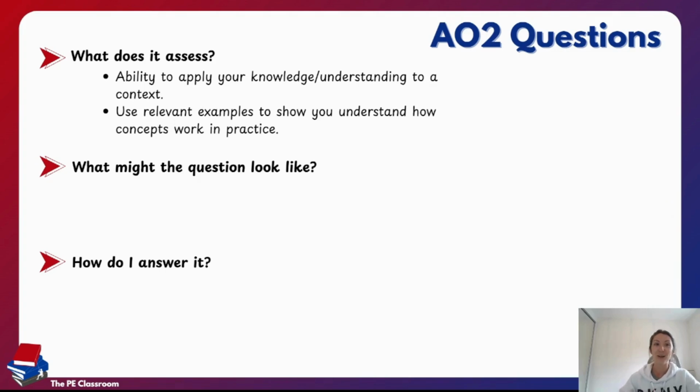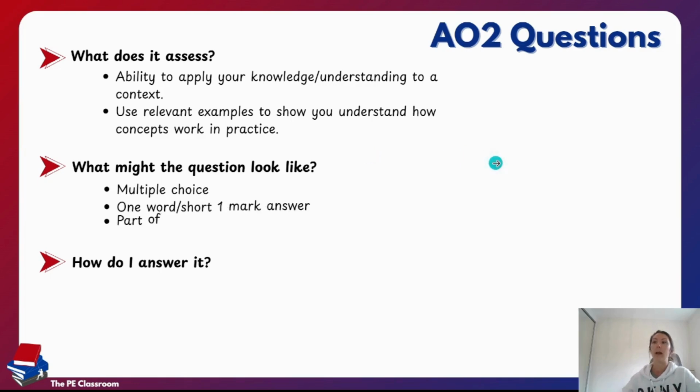Okay, so at this point I'm assuming you are coming back to me after doing the AO1 questions. So now we are going to look at AO2 questions. These are where we get a bit more specific. You have to apply your knowledge to sporting examples, or apply knowledge that you know of certain topics. So as it says there, you want to use relevant examples to show your understanding of how the concepts work.